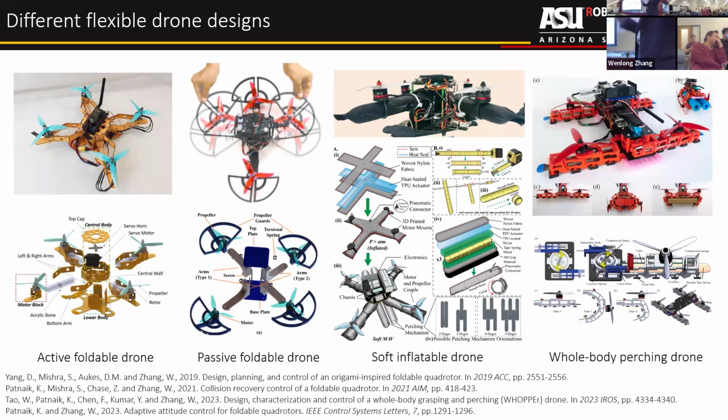And we also have worked on a whole body perching drone, where the body of the drone, the chassis itself, can also be used as a grasper. So we have done a lot of different design work, but today I want to focus on this passive foldable drone and the soft inflatable drone to demonstrate their capabilities in physical interaction with the environment.